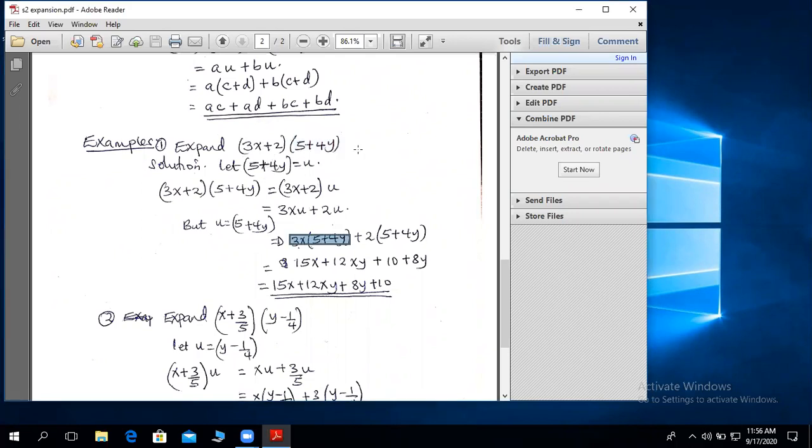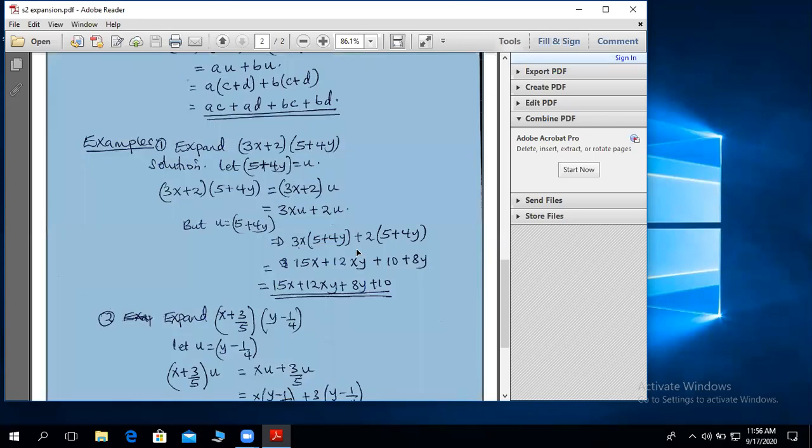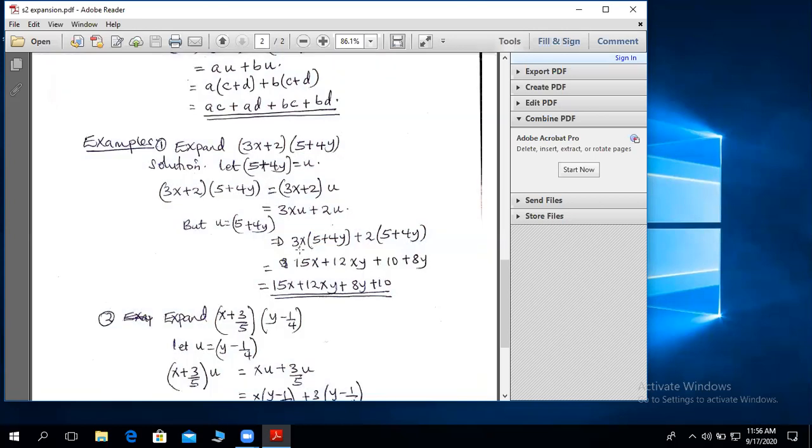3x times the whole of second bracket, then plus this 2 times the whole of second bracket. And you start from here, you'll get all the marks. So let's open the bracket. 3x times 5, the answer is 15x. Then plus 3x times 4y, the answer is 3 times 4 is 12, then x times y is xy.